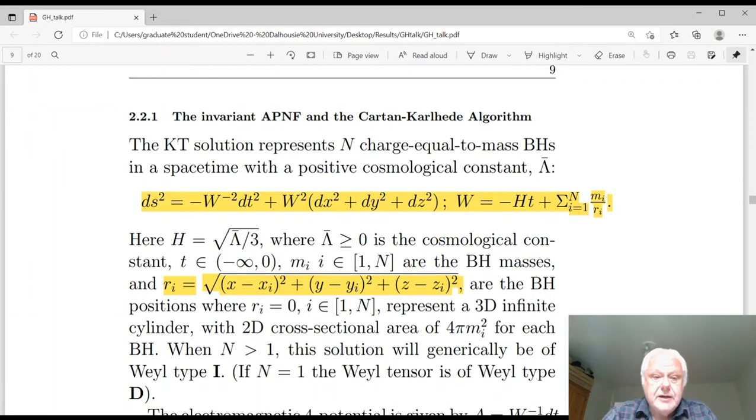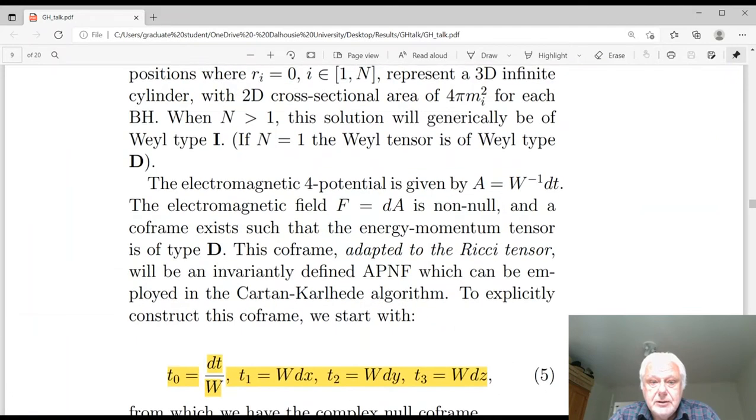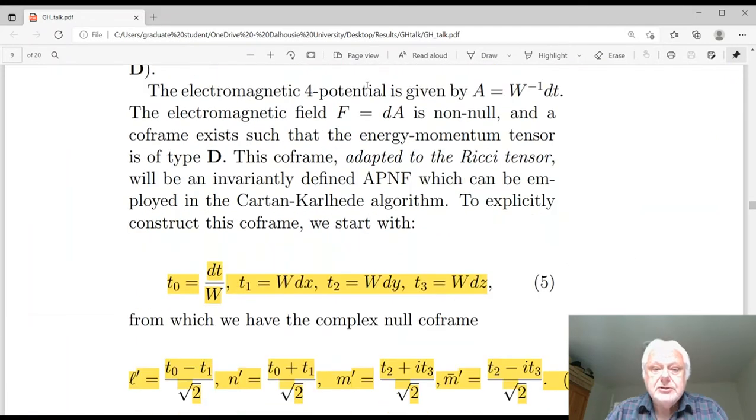This is the metric of the Kasner-Trashan solution. The quantities here are defined by this quantity here. The particular case we're looking at is the subcritical case, and so there's some conditions on the parameters. The electromagnetic field is non-zero. We find that the Ricci tensor is of type D in terms of the algebraic boost weight decomposition.